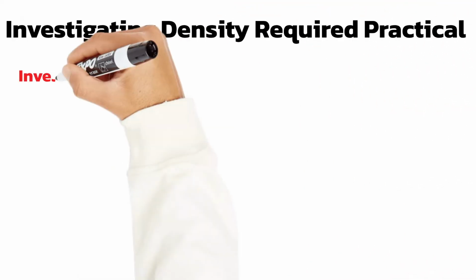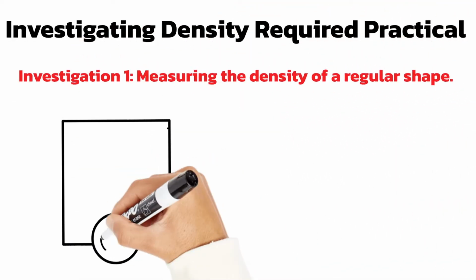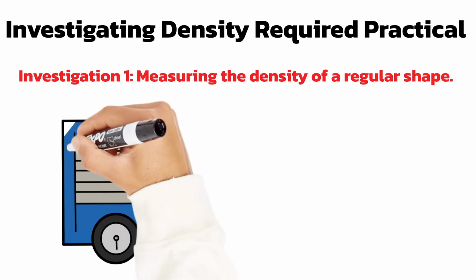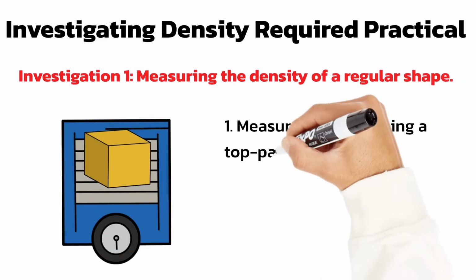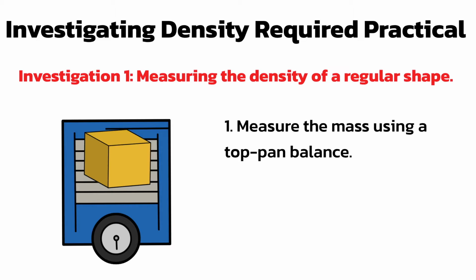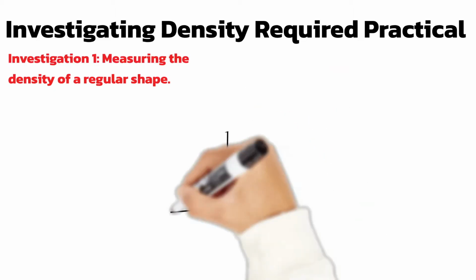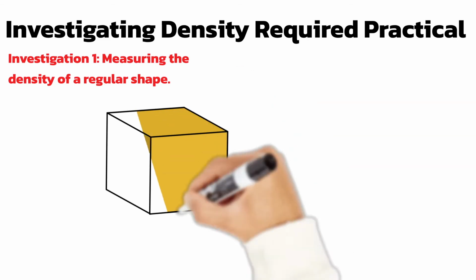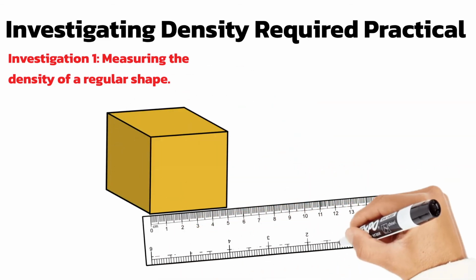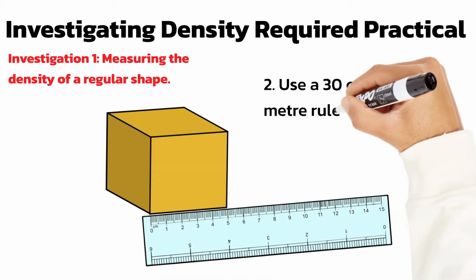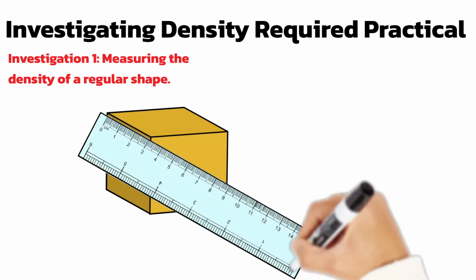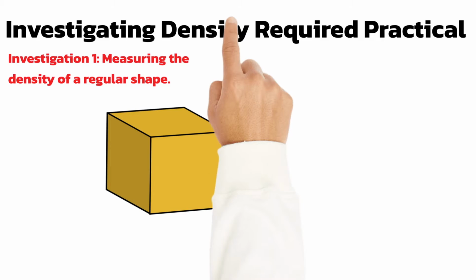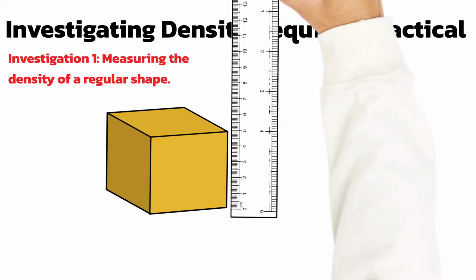The first part of this investigation is to measure the density of regular-shaped objects, like cubes, cuboids, spheres, etc. The first task is to measure the mass of the object, in this case a cube, using a top-pan balance. Next, we need to measure the volume of the cube. To do this we use a 30 cm rule or a meter rule to measure the length of the block. Measure the width of the block. Then, measure the height of the block.